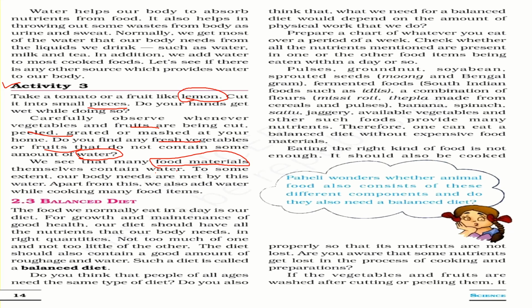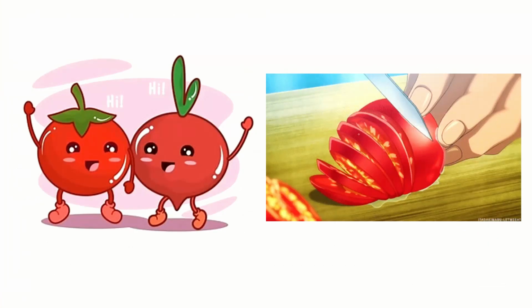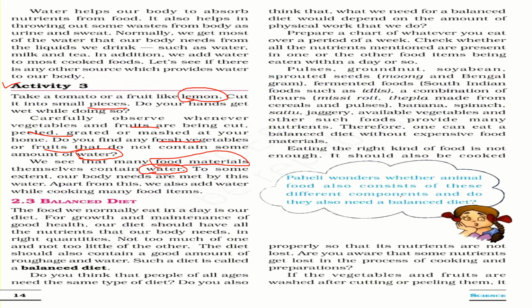You can observe this in many vegetables and fruits, like lemon and tomato. Look here, they are cutting a tomato. You get some slices, and the water is there on the table. While cutting, we get some water downwards. To some extent, our body's needs are also met by this water.